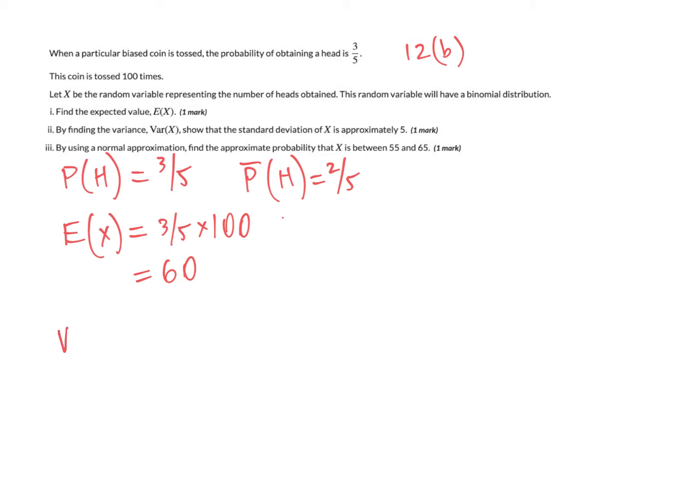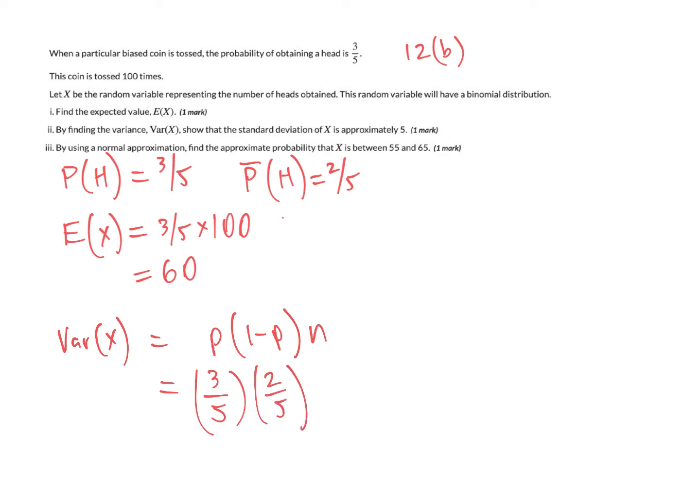To find our variance here, we're going to use P multiplied by Q, which is 1 minus P, and we're going to multiply that by our number of trials. Now, we've already done NP in part 1, which is 100 times 3/5, which is 60, so we can substitute that in. Or I actually like the visual of saying it's 3/5 multiplied by 2/5 multiplied by 100. Now that gives us 24.